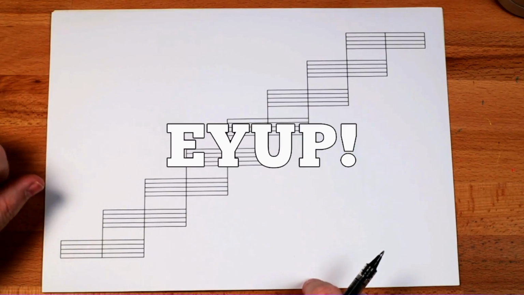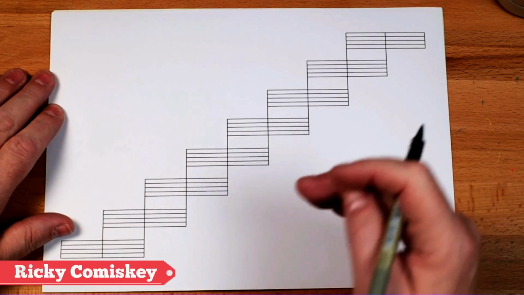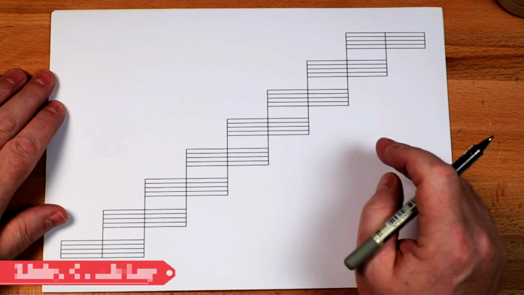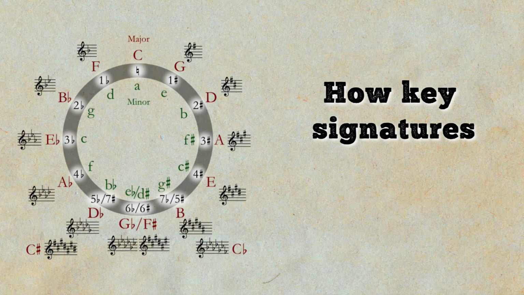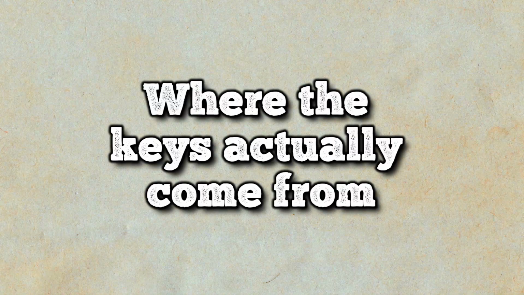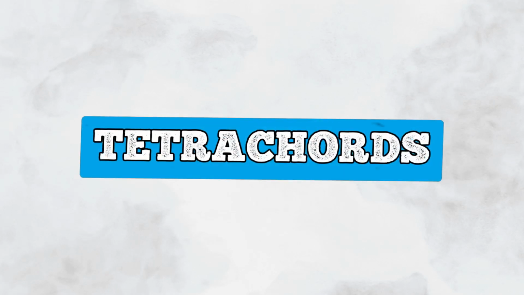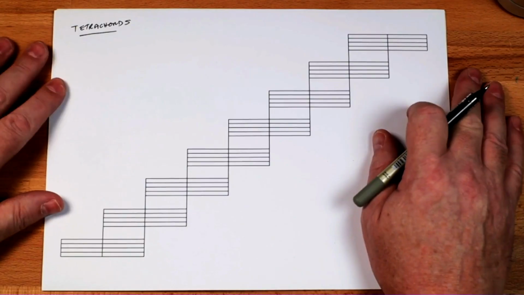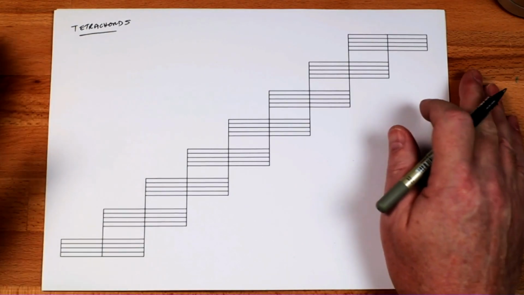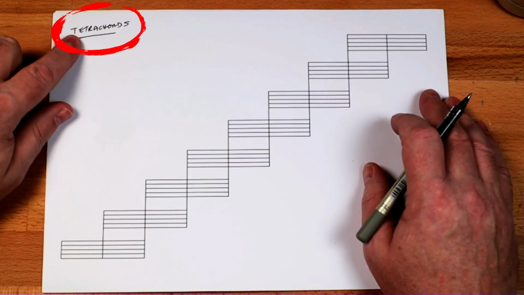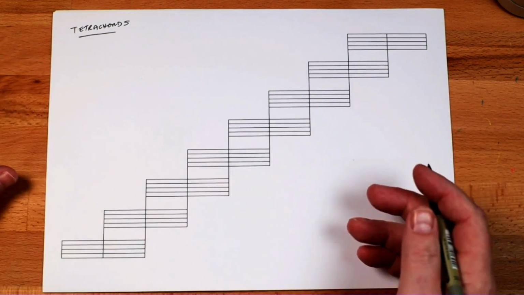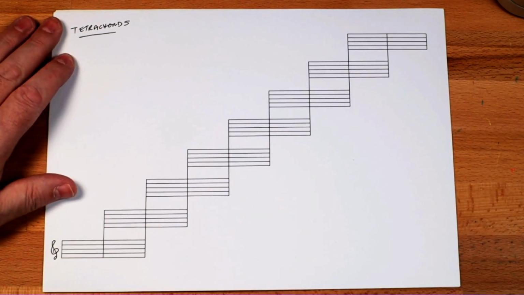Guys, in this lesson, I want to get into something that will show you the origin of the circle of fifths and how key signatures are generated and where the keys actually come from. This involves something called tetrachords. Now, it's super useful for putting phrases together, and it'll be the topic of future videos as well because there's so much good stuff we can pull from tetrachords. This is essentially our key signatures.